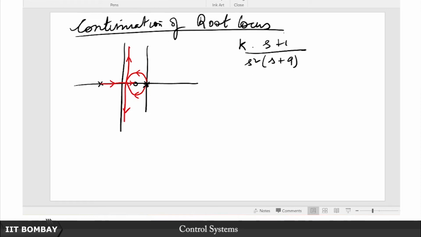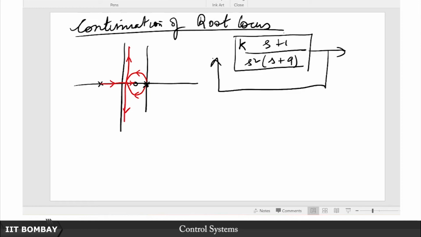If I may draw your attention back to what we are doing, here is what we are sketching. This is the plant in a unity feedback configuration, and we are varying this K and sketching the locus of the closed loop poles. Now what if I put K equal to K1 plus K2? Instead of a single parameter, there are 2 knobs. K is basically like the tuning of a knob, so let us say I have 2 knobs.